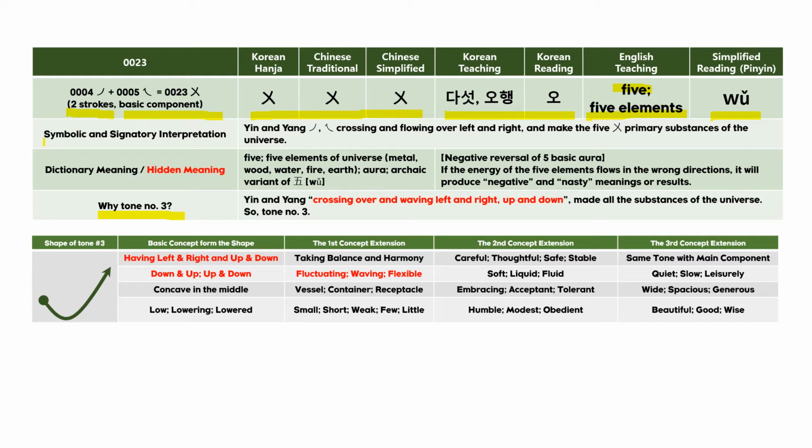The symbolic analysis and interpretation of this character is, please try to remember the former characters yin and yang as hidden meanings of these two characters. This character is the combination of these two characters, yin and yang crossing and flowing over left and right, and make the five primary substances of the universe.